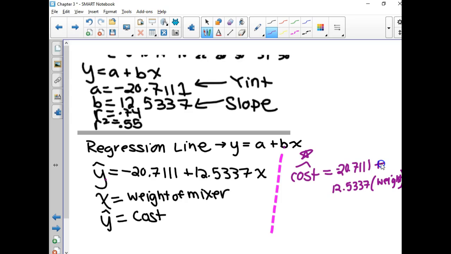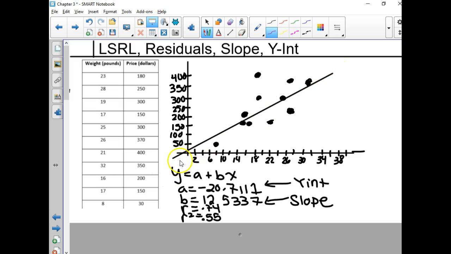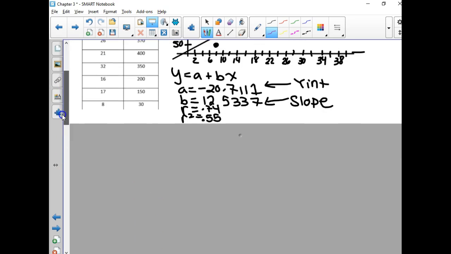Are there questions here on just using the calculator to get a regression line? So what did I just do? I just wrote a regression line here. I figured out what this line is. Questions? Okay, now a couple things about the regression line.